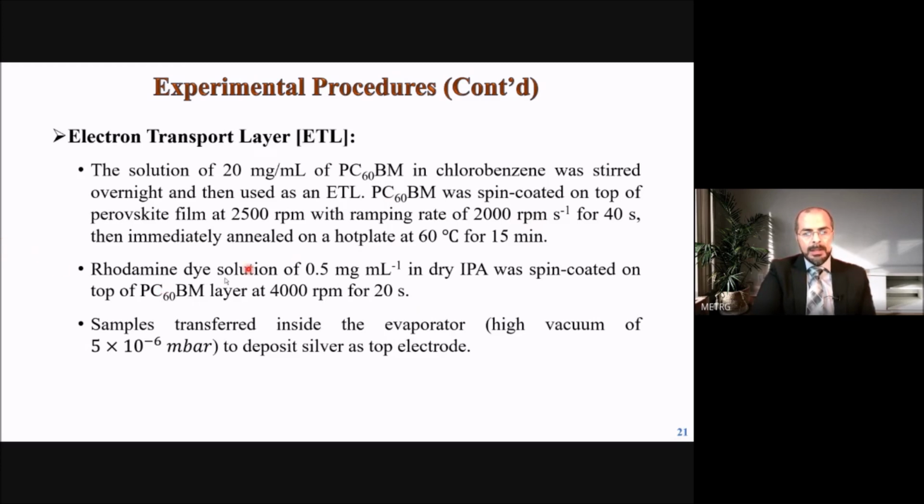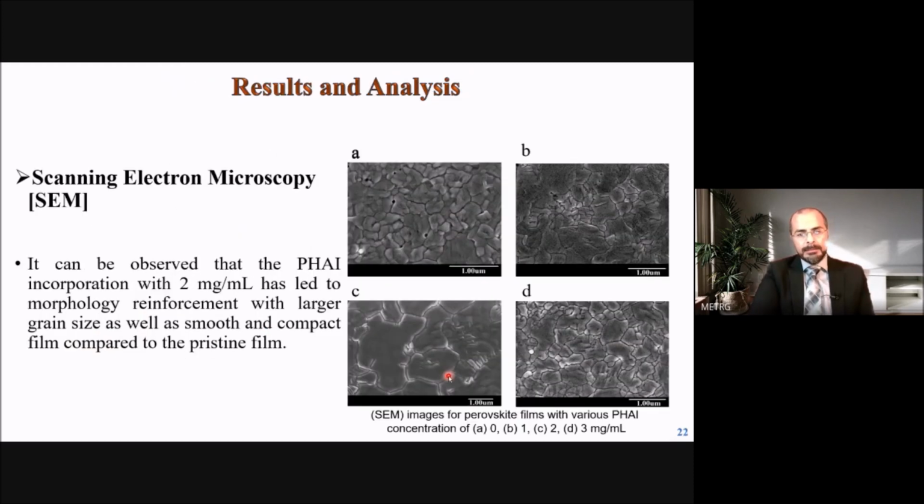So we use that, and after we're done with rhodamine, we transfer the samples through a channel from the glove box to the thermal evaporator at high vacuum, about 5 × 10⁻⁶ millibar. The reason we put it in the evaporator is because we need to make the connections from the cell to our circuit, which we call silver electrodes.